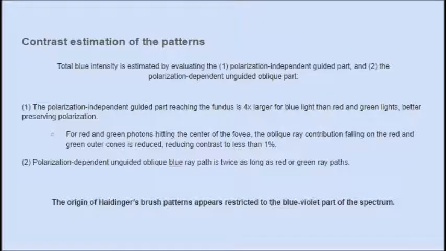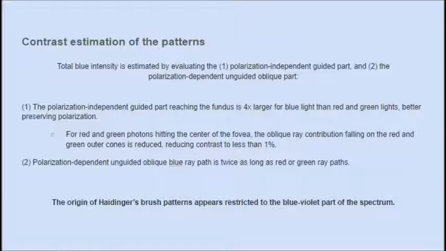Previously, we talked about the light and dark bands of Haidinger's brushes. Now we're going to talk about the contrast estimation of the patterns. Total blue intensity is estimated by evaluating number 1, the polarization independent guided part, and number 2, the polarization dependent unguided oblique part. Number 1, the polarization independent guided part reaching the fundus is 4 times larger for blue light than red and green lights, better preserving polarization.